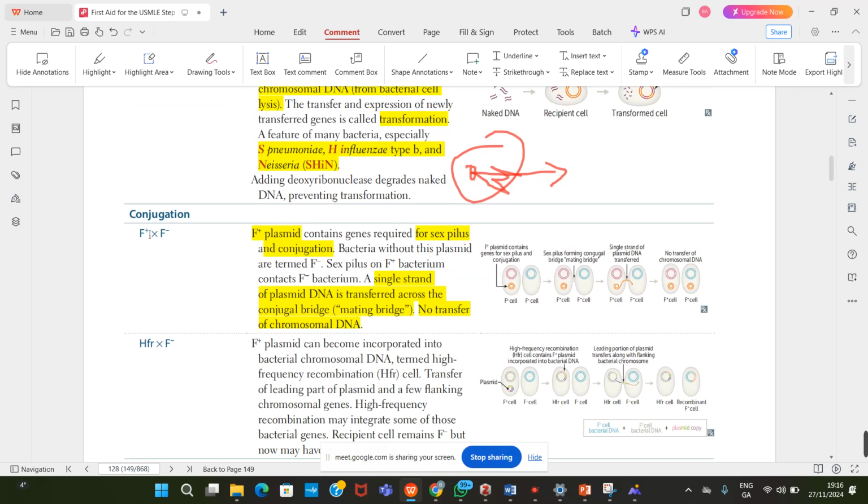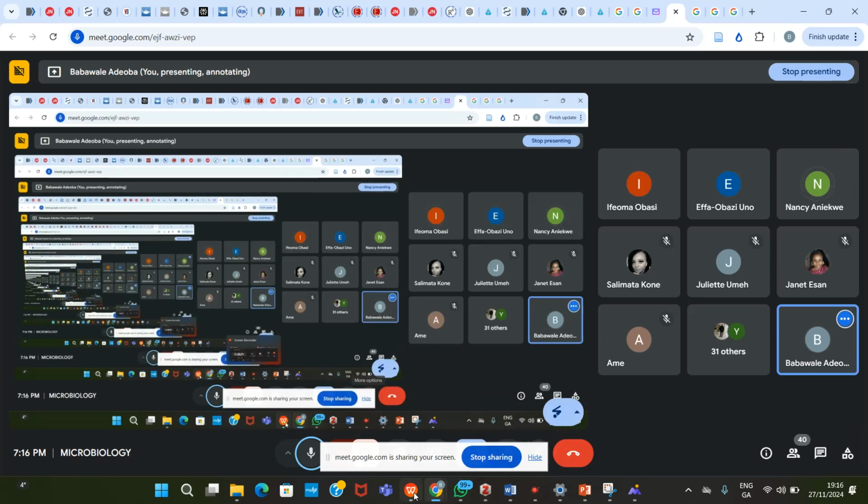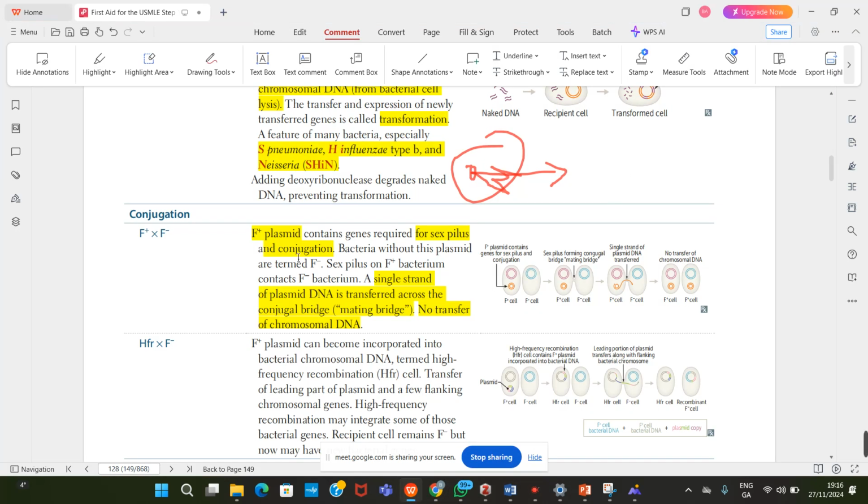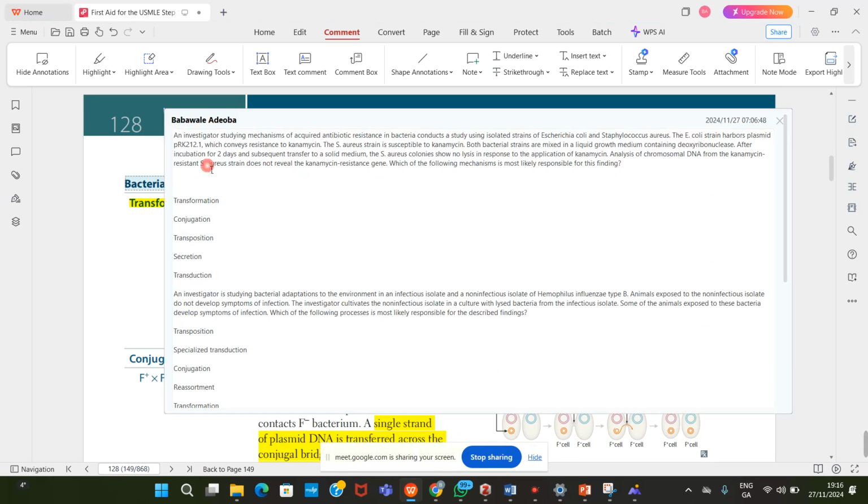Which interaction? The F positive by F negative. If they had told us that when they did the analysis, they saw the mutation in the chromosomal DNA, what would it have been? The second one, the high frequency recombination, Hfr by F negative conjugation interaction. That is it. But if you check for the plasmid in the Hfr by F negative interaction, are you going to find the plasmid in the Staph aureus? No, absolutely not.